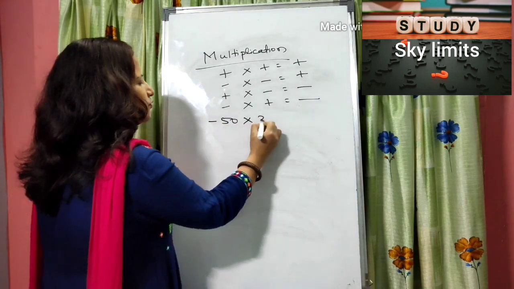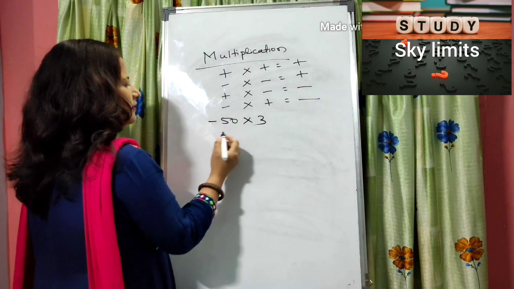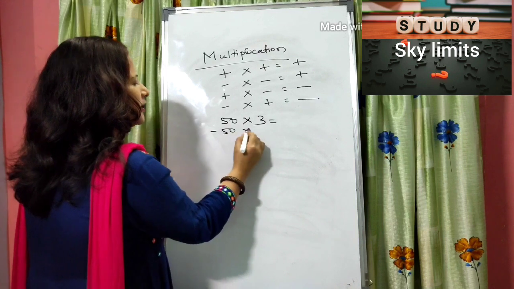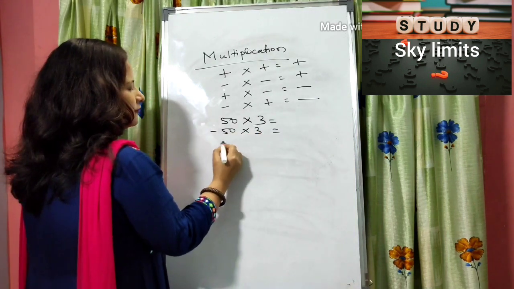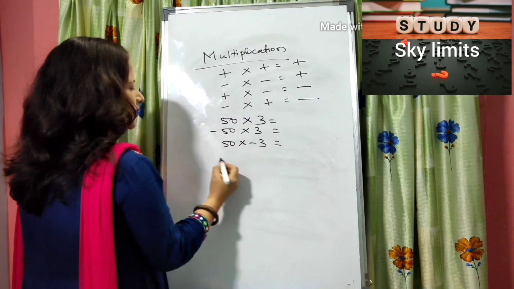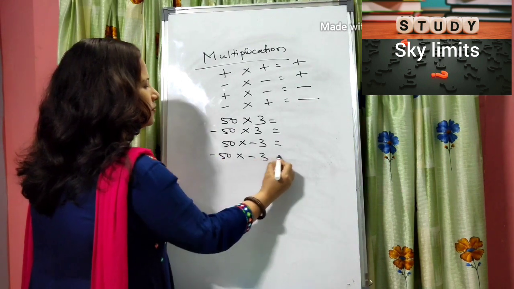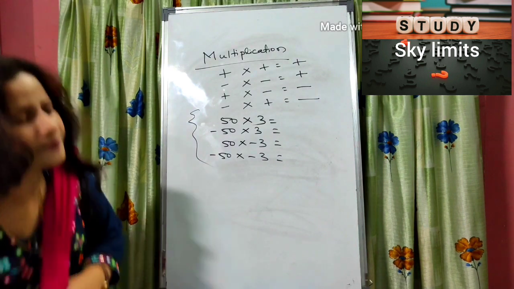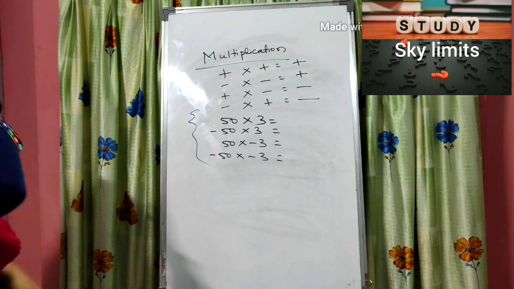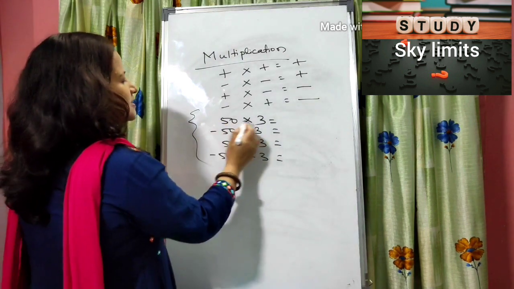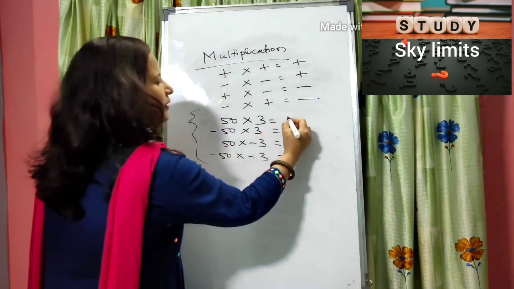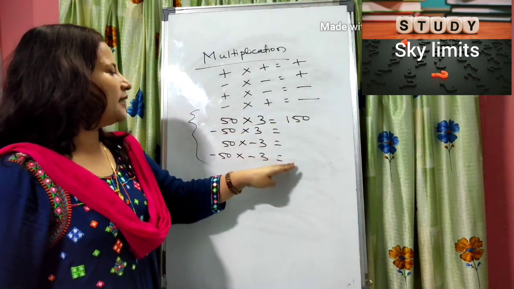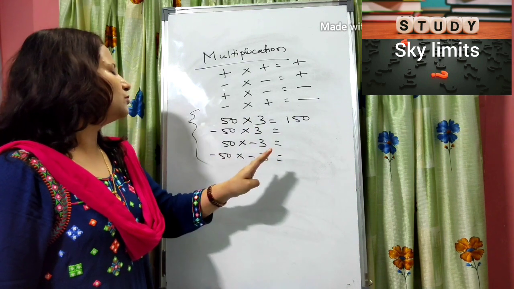It's as simple as you can just see it. Minus 50 multiplied to 3. Okay, wait, let's write it. 50 multiplied to 3, minus 50 multiplied to 3, 50 multiplied to minus 3, minus 50 multiplied to minus 3. Now here I have written 4 questions for you. The first one is obviously simple for everyone. 50 multiplied to 3 will definitely give us 150. This everybody knows.